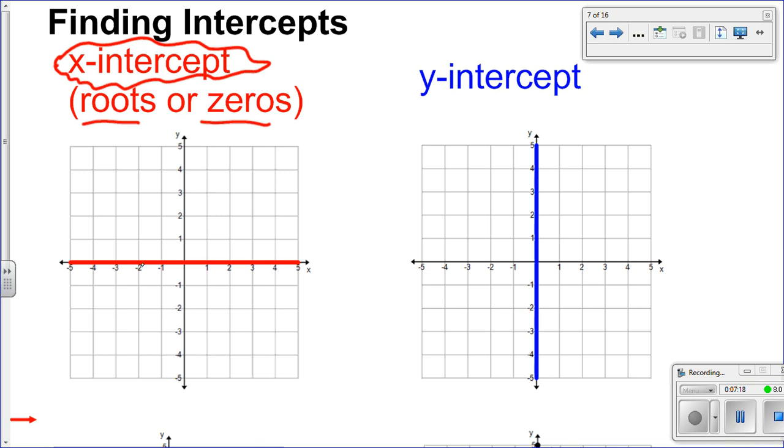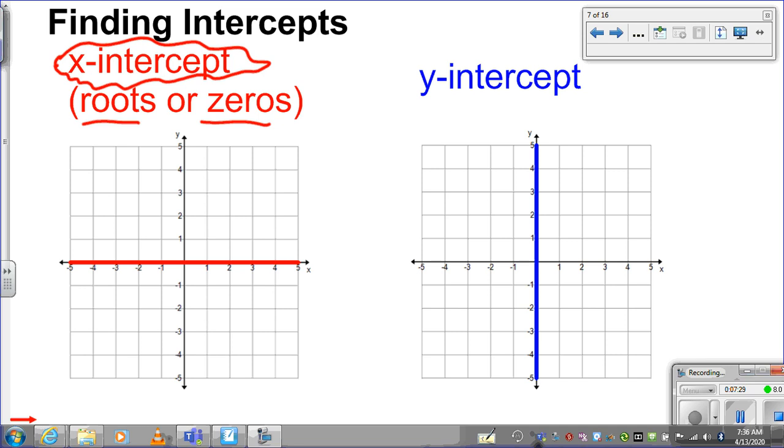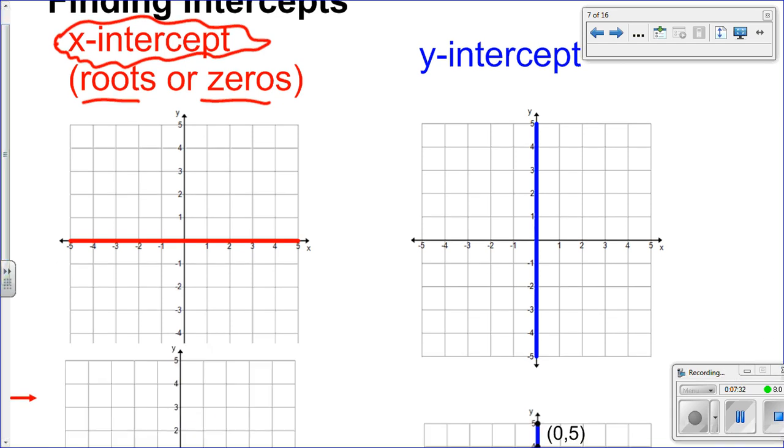So if we take a look at this line right here, on the x-axis, something is always true. On this x-axis, something is always true. So let's take a look at what's always true.